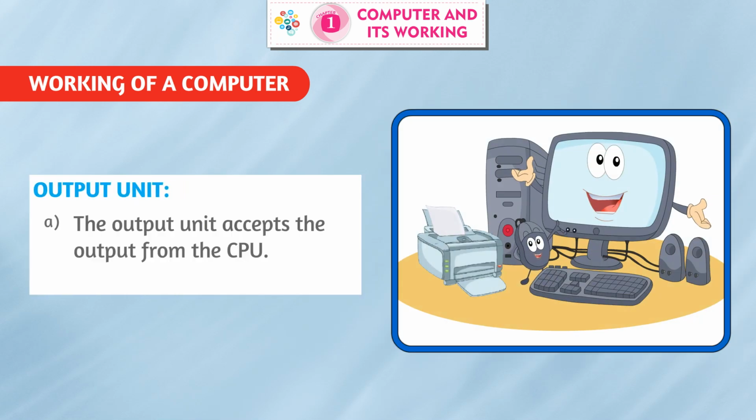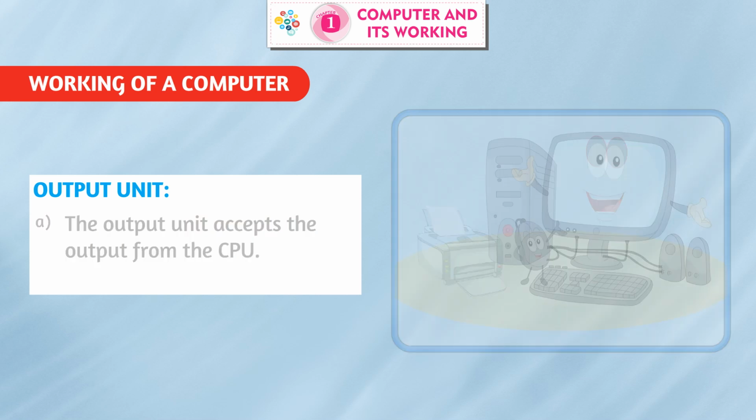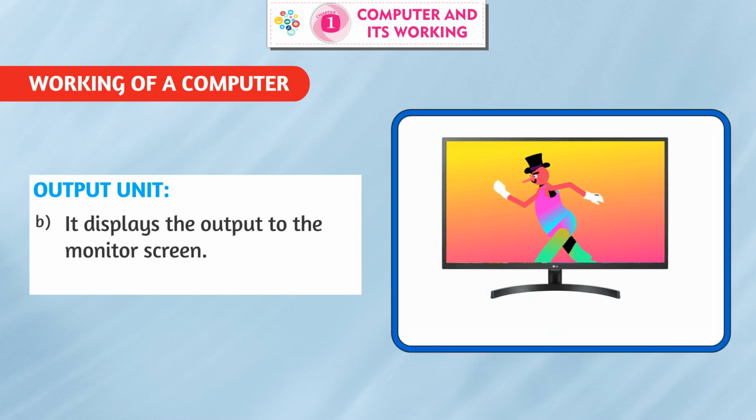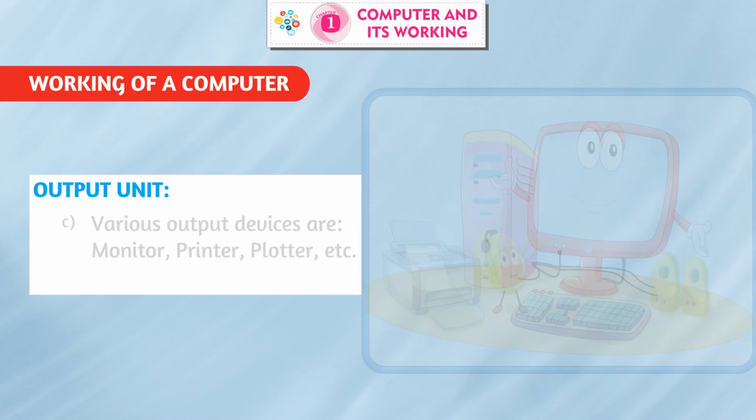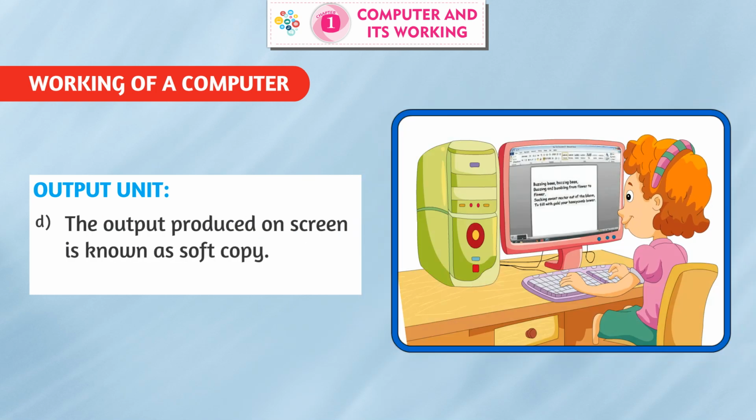Output unit. The output unit accepts the output from the CPU. It displays the output on the monitor screen. Various output devices are monitor, printer, plotter, etc. The output produced on screen is known as soft copy.